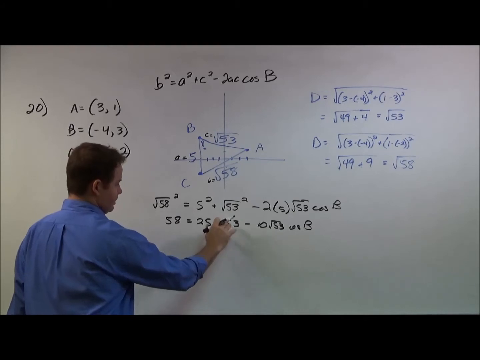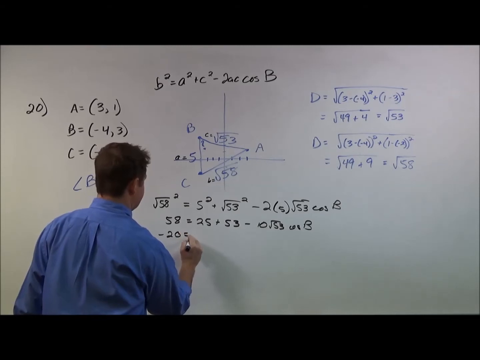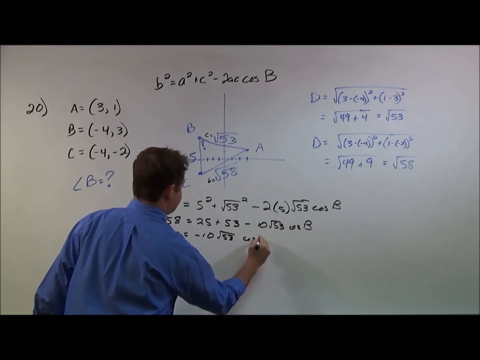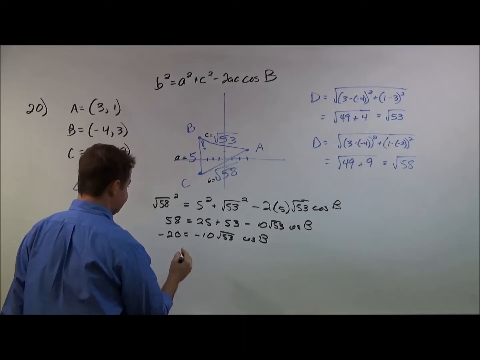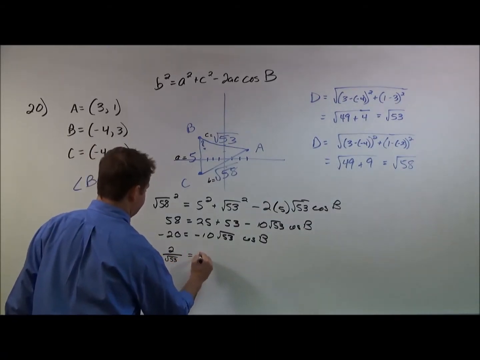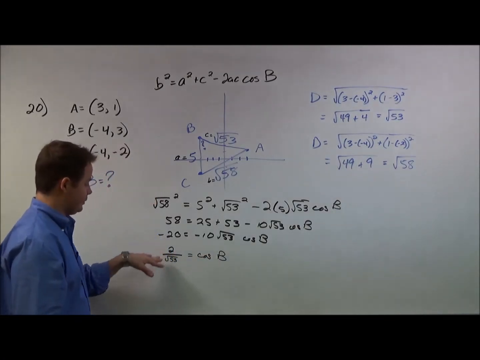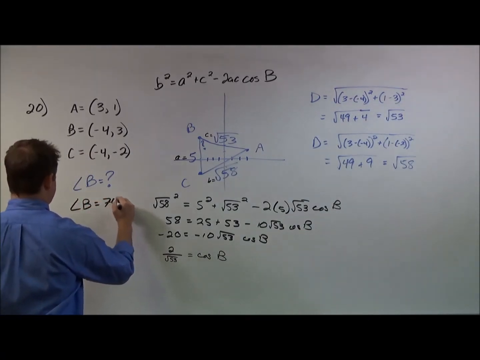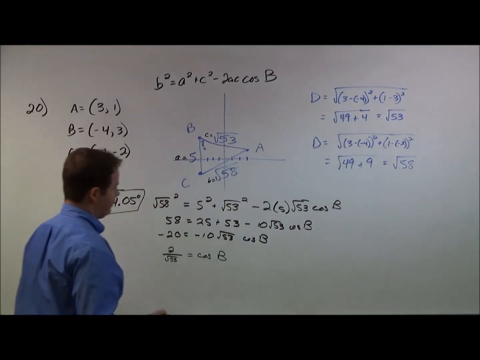When we combine like terms here and subtract, that'll be 78. 58 minus 78 is negative 20. So negative 20 equals negative 10 square root 53 cosine b. And when we divide by negative 10 root 53, that'll simplify to 2 over root 53 equals cosine b. And when you take the inverse cosine of 2 over root 53, the value that you get for angle B will be 74.05 degrees with a little bit of rounding.